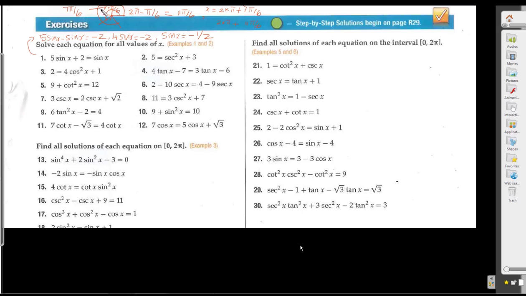So it's going to be the third quadrant and the fourth quadrant. If it turns out to be in the third quadrant, it's going to be pi plus pi over 6. That is going to be 7 pi over 6. Or if it is in the fourth quadrant, it is 2 pi minus pi over 6. That's going to be 11 pi over 6.